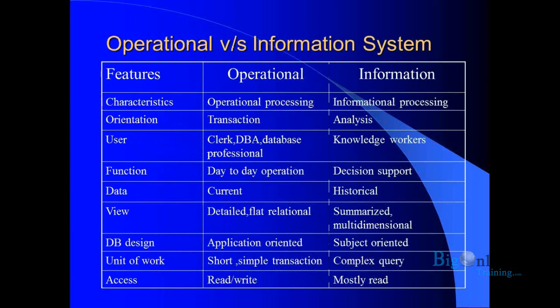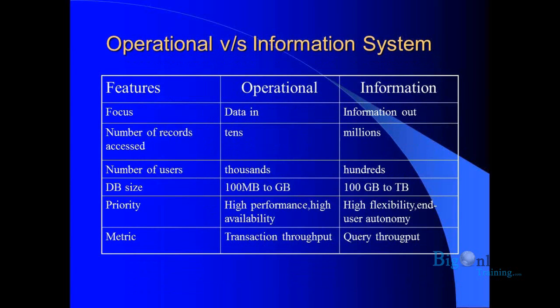So that is about the definition of a data warehouse: subject-oriented, integrated, time variant and non-volatile collection of data in support to decision-making process. And there are some differences between operational and information. Operational means OLTP, information means OLAP. So I've listed here the differences between those two databases. So these are all some differences.